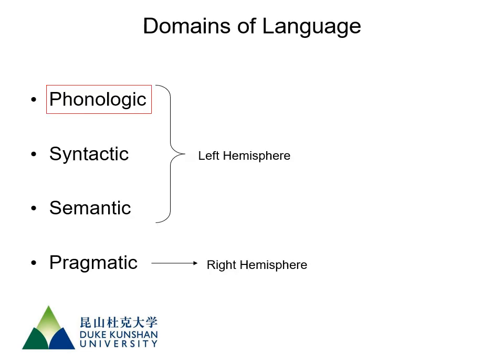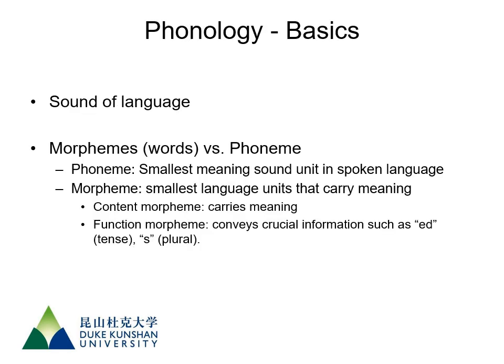Okay. Now, there are several domains of language. There is phonologic, syntactic, semantic, and pragmatic. And you'll see that the first three are more left hemisphere dominated, and the pragmatic part is more right hemisphere dominated. So, what is phonology?